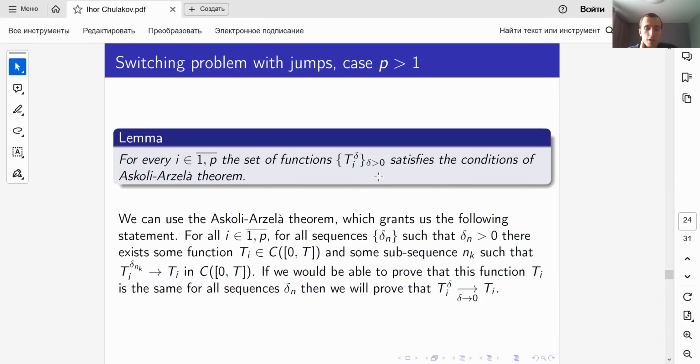For every i, the set of functions ti delta satisfies the conditions of the Arzelà-Ascoli theorem. We can use the Arzelà-Ascoli theorem, which grants us the following statement. For all i, for all sequences delta n such that delta n is greater than 0, there exists some continuous function ti and some subsequence nk such that ti delta nk tends to ti in the space of continuous functions. If we would be able to prove that these functions ti are the same for all sequences delta n, then we will prove that ti delta tends to ti.